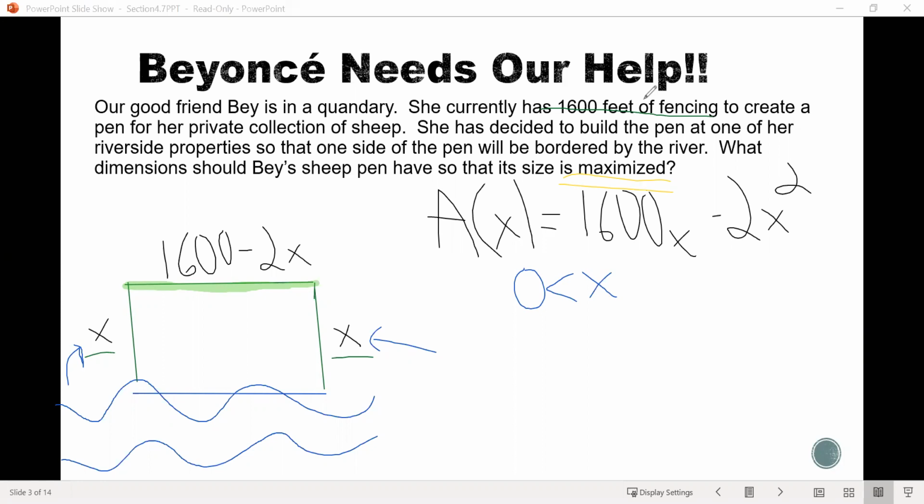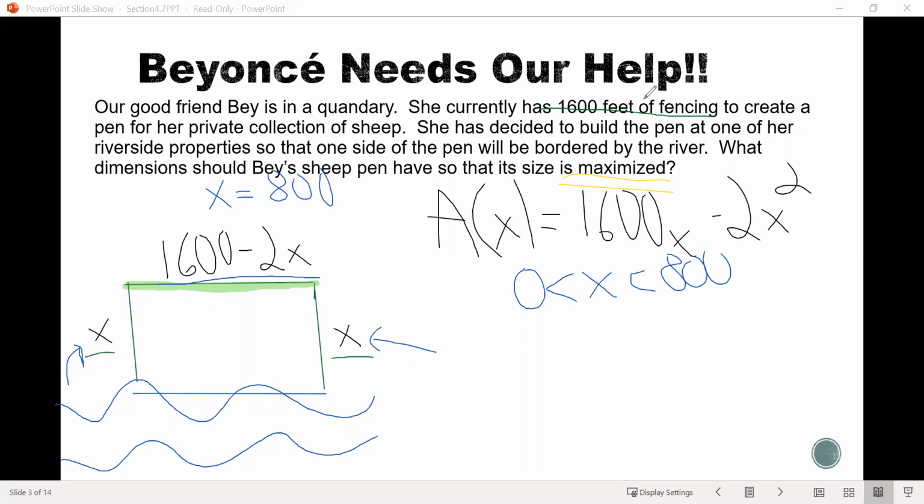And then what's the largest x could ever be? Looking up here at the length, notice that if x were to equal 800, what would that length there be? Well, it would be 0, right? So it looks like the largest x could be is 800. In fact, I'm not sure it could actually be that length, but we'll put it there anyways.